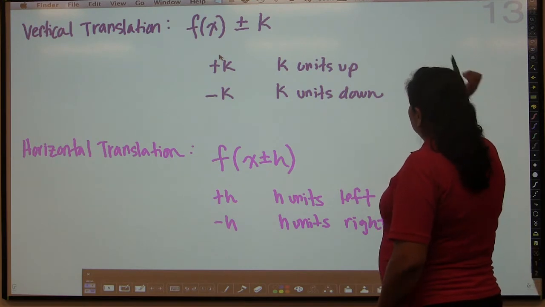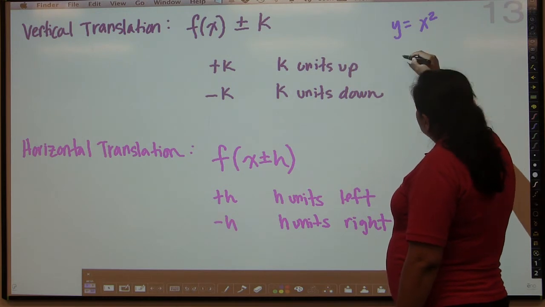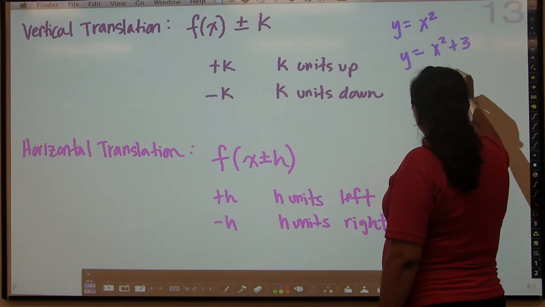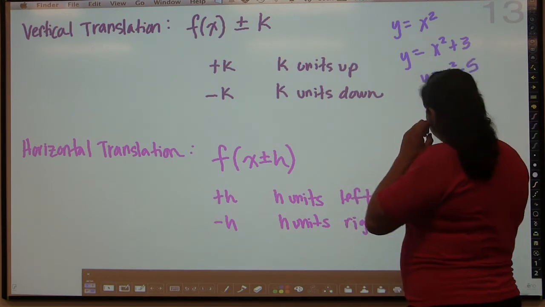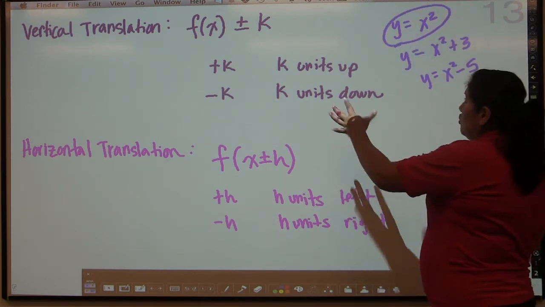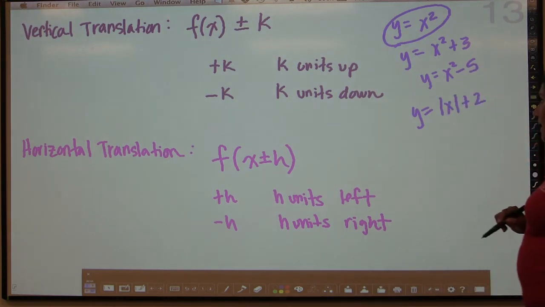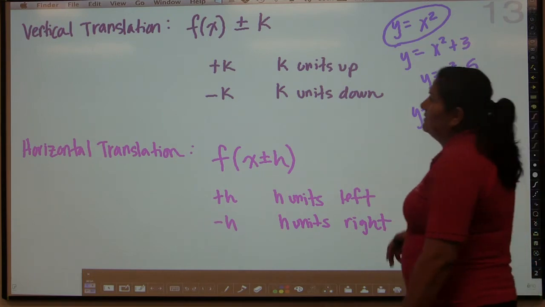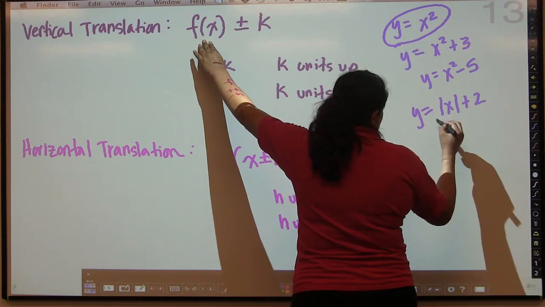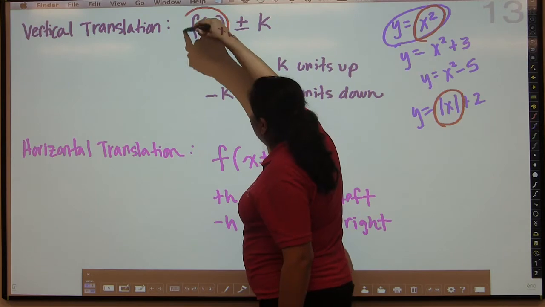So basically, for example, you have y equals x squared is the parent graph. You could also have y equals x squared plus 3, or y equals x squared minus 5. So these are all from the same family of y equals x squared. You could even have y equals absolute value of x plus 2. Something like that, okay? So what I want you guys to get from this is that you have the function itself, which is either the x squared or the absolute value. That's the parent graph. So when it says f of x, this is referring to the parent graph.